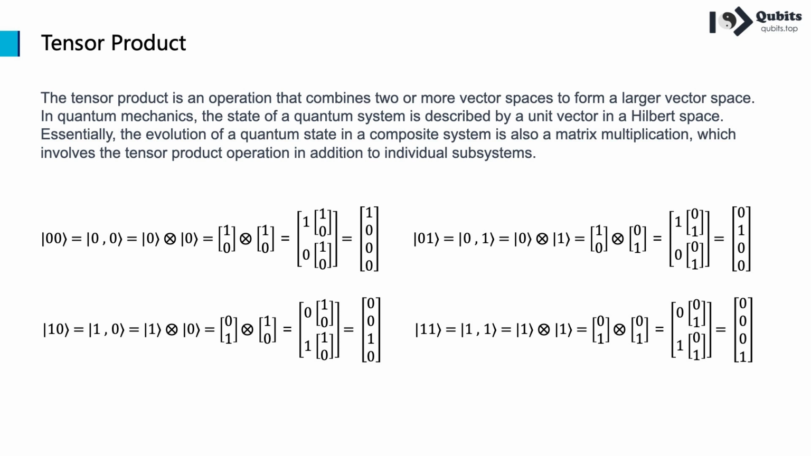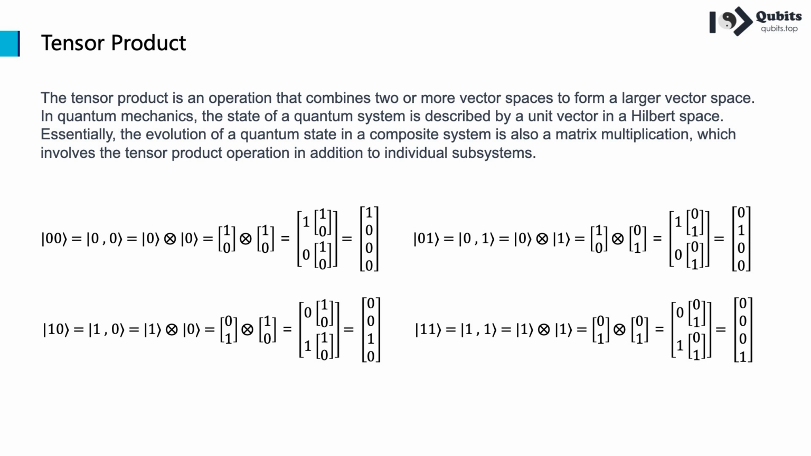One of the key mathematical operations in quantum computing is the tensor product. The tensor product combines two or more qubits to form a larger quantum system. For example, if we have two qubits, one in state ket 0 and the other in state ket 1, we can use the tensor product to combine them and create a new 2-qubit state, ket 01.